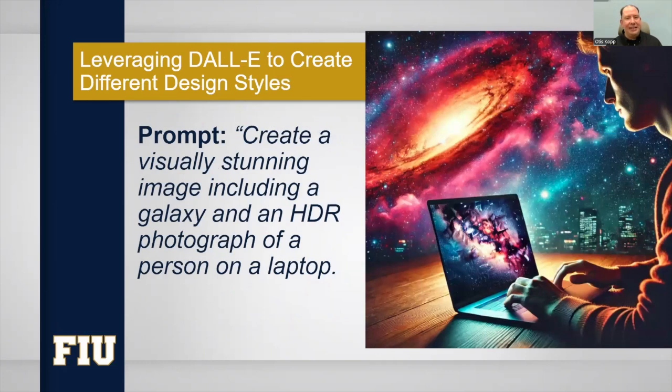DALL-E's true strength lies in its ability to transform detailed prompts into intricate images. The example prompt on this slide highlights how specifying elements such as a galaxy and an HDR photograph of a person on a laptop creates an image that seamlessly integrates each element. As you can see, I've been specific with the prompt, mentioning each desired component clearly. When you do this, you can experiment with your verbiage to yield different responses. So far, I haven't been able to duplicate an image output, so I think it's safe to say that no two DALL-E images are alike. In this example, though the prompt is specific, it's also simple. As we'll see, the more details you provide, the better, theoretically, the output will become.